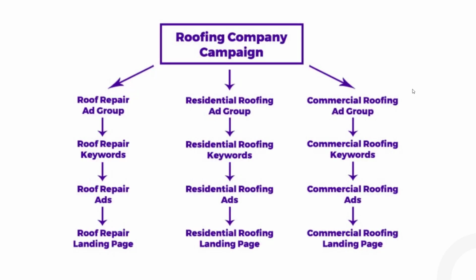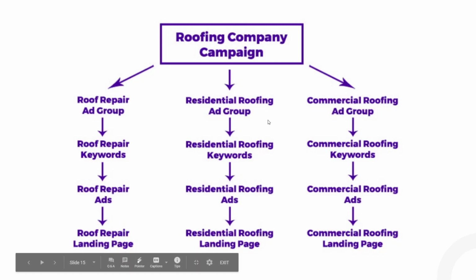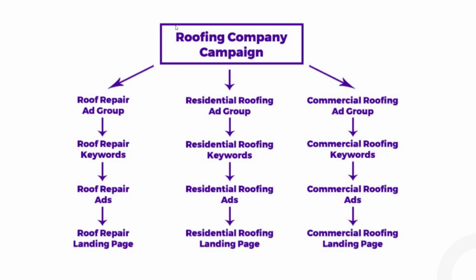So this is a really rudimentary picture that I put together here of a rough idea of what a campaign and ad group should look like. Let's say you're running a campaign for a roofing company. One thing that will also really help, check out my keyword research video on my channel. I go into this a little bit, but essentially you're going to look at all the different things that people are searching for, and you want to split those out into their own individual ad groups.